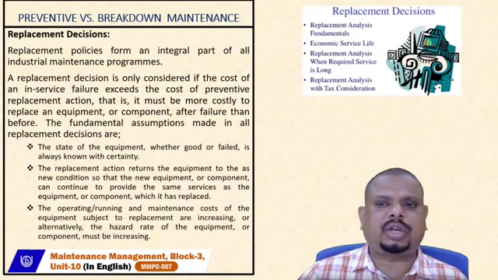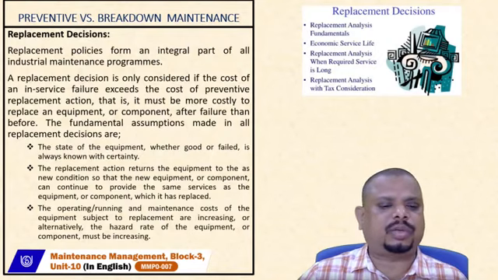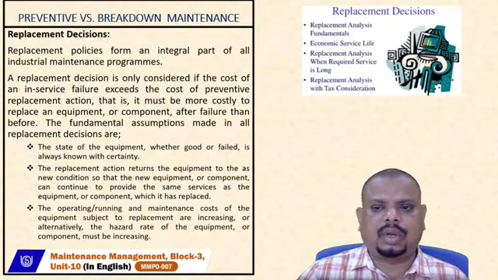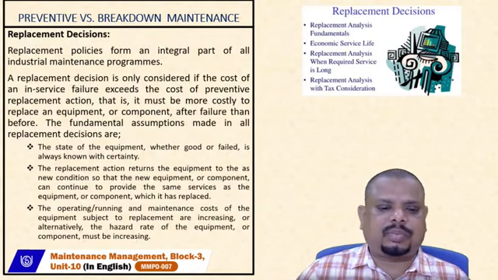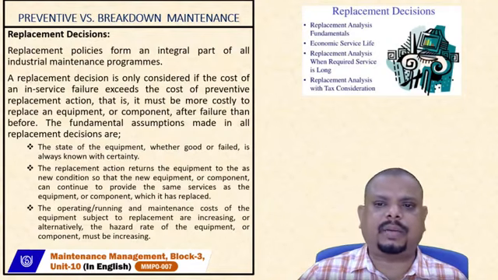And the last and most important part, whenever you focus upon the replacement decision, you must focus upon the maintenance cost of that particular equipment subject to replacement being increased. And the next is you have to focus upon the alternative: the hazard rate of the equipment or component must be increased. So these three decisions are basically made.